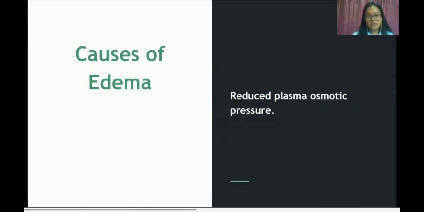So for the next cause of edema, we have here reduced plasma osmotic pressure. This is the most common cause of edema in humans and animals. In domestic animals, it is the most common cause of edema than increased hydrostatic pressure. So reduced plasma osmotic pressure is a result of excessive loss or reduced synthesis of serum albumin.